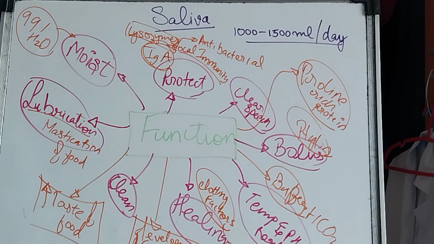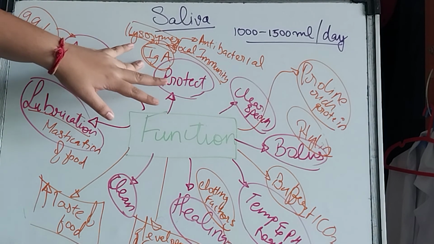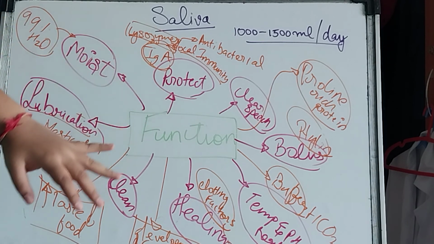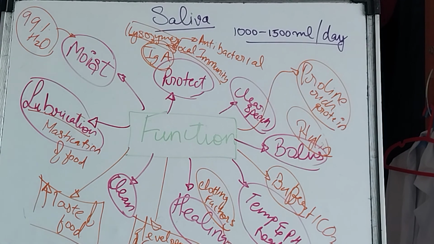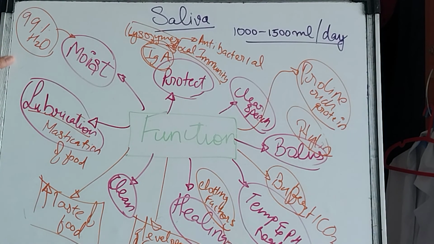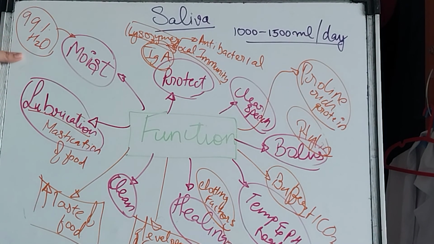And I have already discussed immunoglobulin IgA over here. This is the major immunoglobulin present in saliva. IgG and IgM are also present. So these were the functions of saliva, and with the functions I've also discussed the composition of saliva. So there was 99% H2O, and the other 1% was made up of these organic and inorganic components.